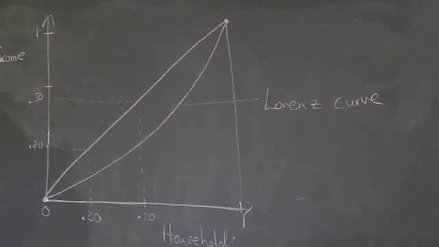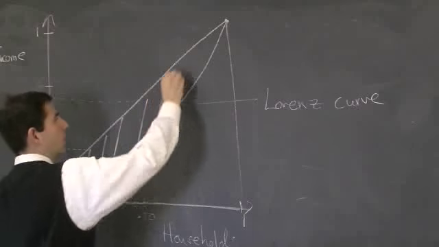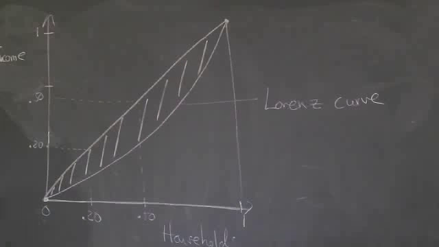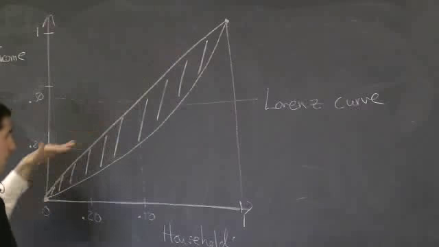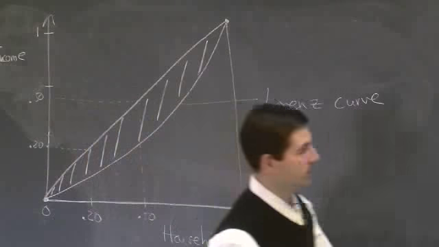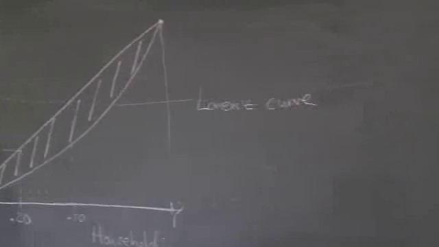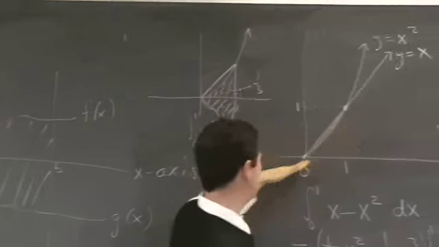Now, how do you actually measure the income inequality? The way it's done is by computing the area between the line of perfect equality and the Lorenz curve. Notice the similarity here between the two examples. This y equals x is your line of perfect equality, and then this would be your Lorenz curve.